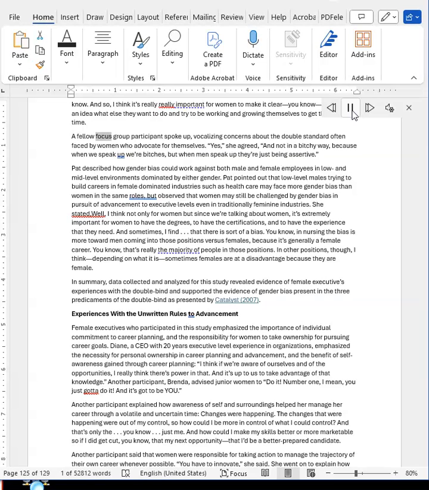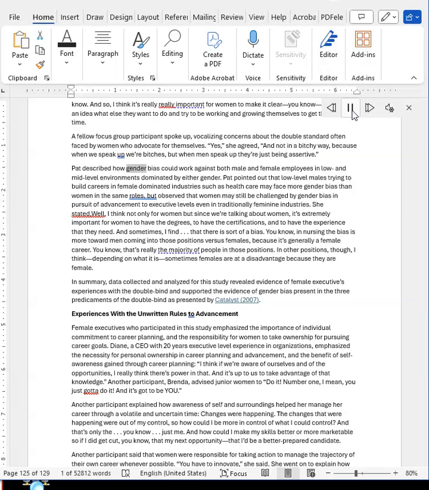A fellow focus group participant spoke up, vocalizing concerns about the double standard often faced by women who advocate for themselves. Yes, she agreed, and not in a bitchy way, because when we speak up we're bitches, but when men speak up they're just being assertive.